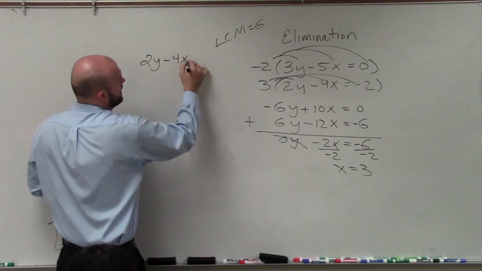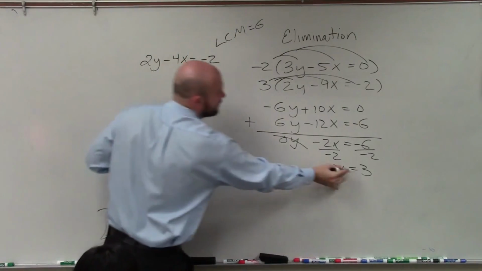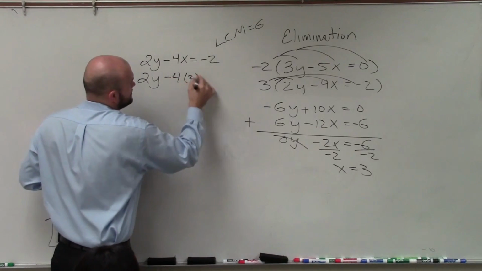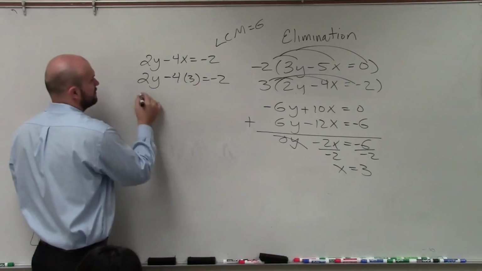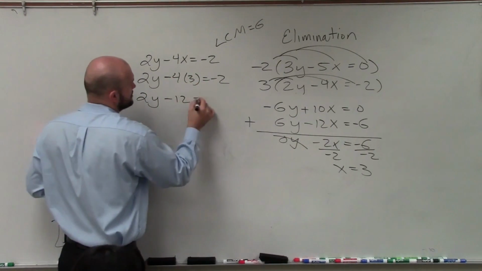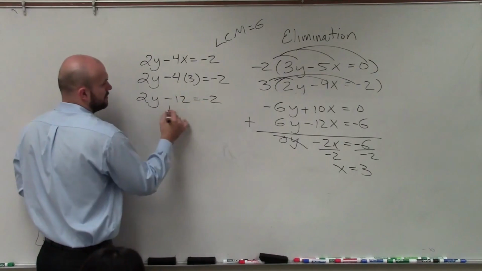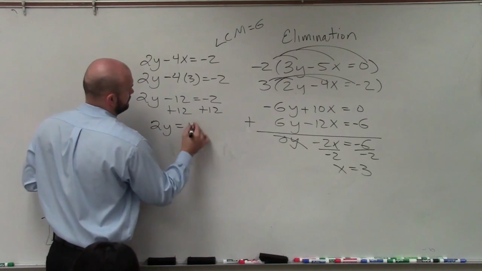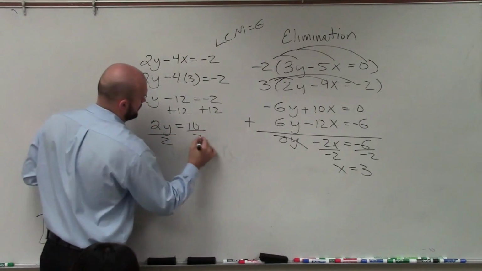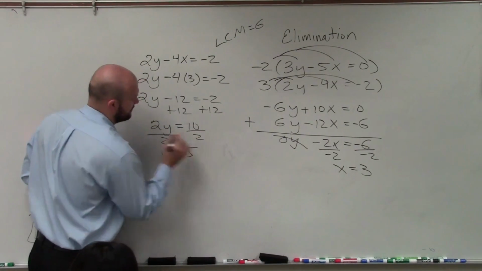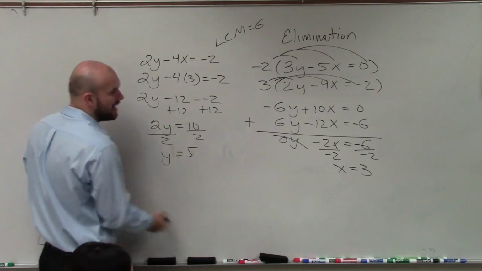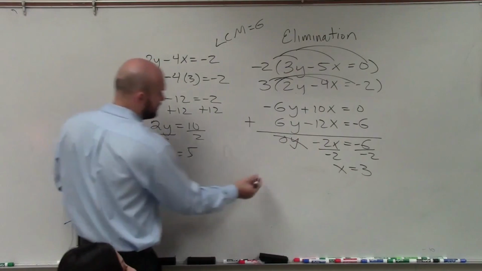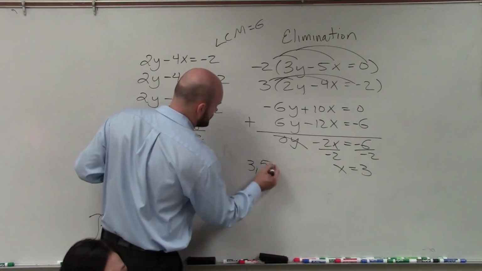So I just take this equation: 2y minus 4x equals negative 2. I know x is equal to 3. So I say 2y minus 4 times 3 equals negative 2. 2y minus 12 equals negative 2. Add 12, add 12. 2y equals 10, so y equals 5. So now I know my value of x equals 3, and y equals 5. Therefore, I have my coordinate point, which is one solution: (3, 5).